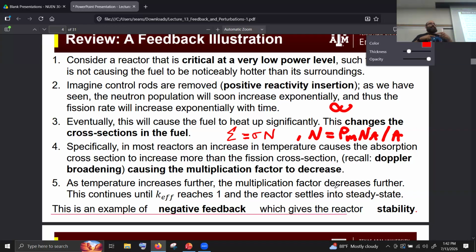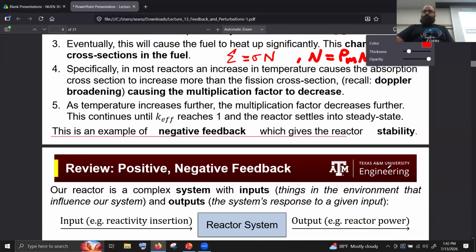And as that process continues, eventually with negative feedback, your system will get into a new steady state instead of increasing exponentially forever. And so that's an example of negative feedback. And we design our reactors with negative feedback. We want them to have negative feedback because it gives the reactor stability and it makes the reactors easier to control.